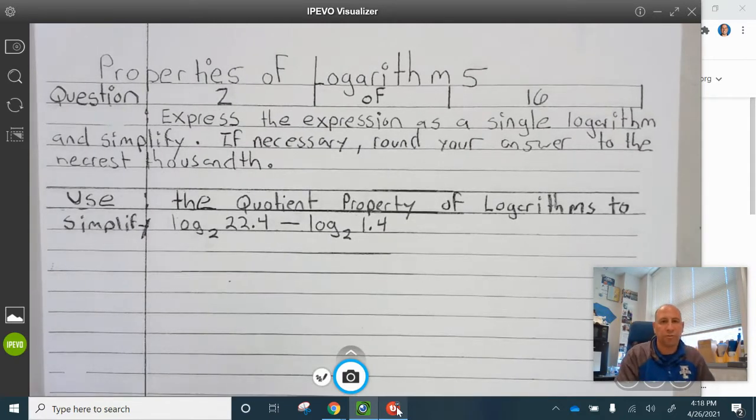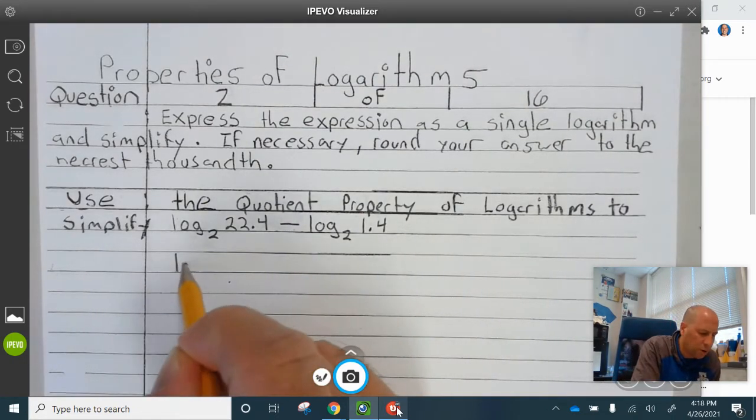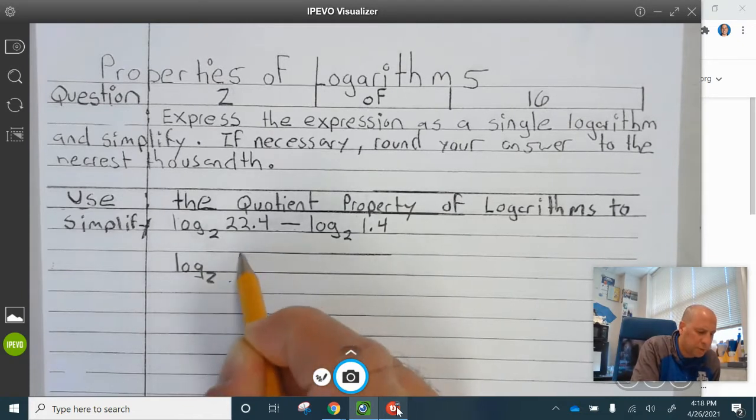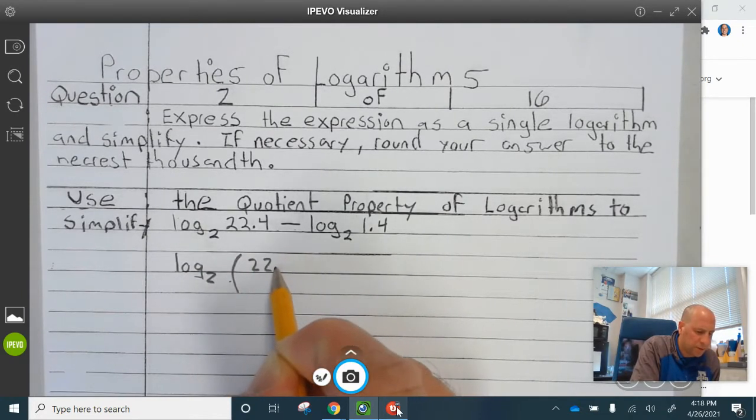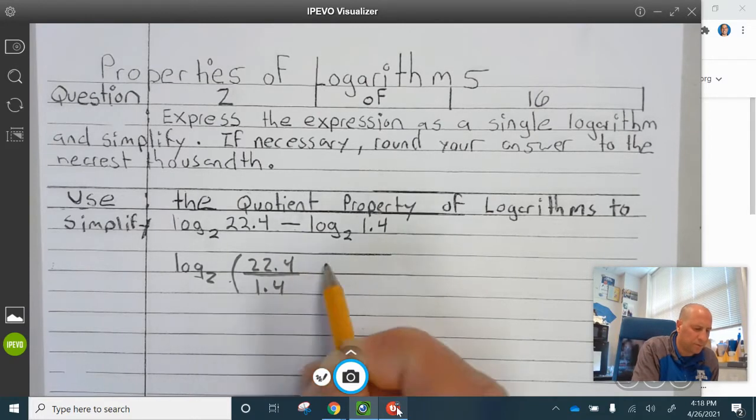All right, question 2 of 16. Express the expression as a single logarithm and simplify. If necessary, round your answer to the nearest thousandths. Use the quotient property of logarithms to simplify log base 2 of 22.4 minus log base 2 of 1.4. Now, when we subtract, you divide. So this is log base 2 of 22.4 divided by 1.4.